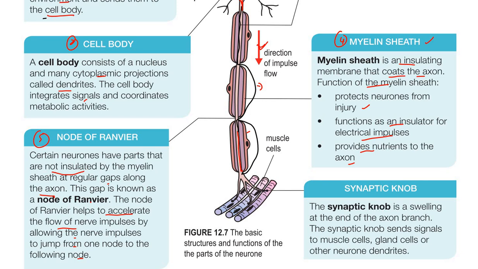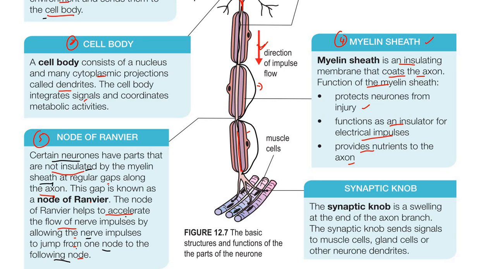So this is the function of the node of Ranvier: to accelerate the flow of nerve impulse by allowing the nerve impulse to jump from one node to the following nodes. This is to make sure the impulse can be sent faster. But this can only be found in certain neurons, not all. Maybe certain parts where the impulse needs to be sent faster will have this node of Ranvier, a part that is not insulated by the myelin sheath.